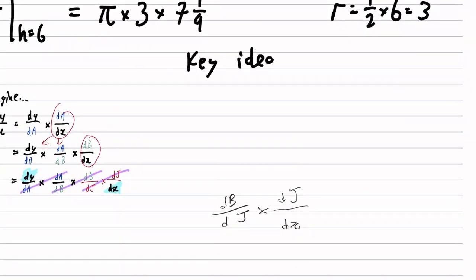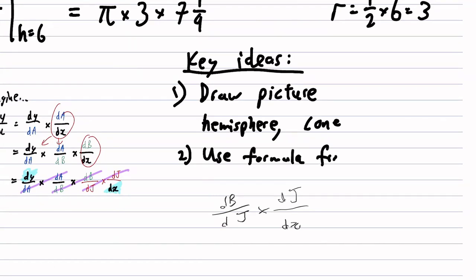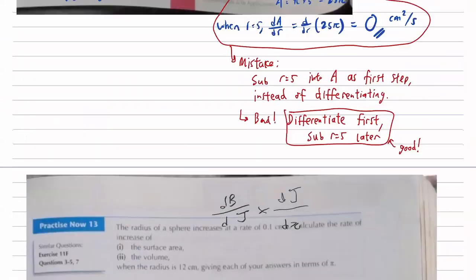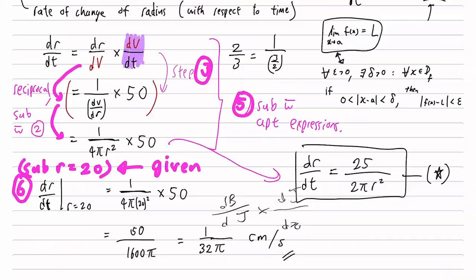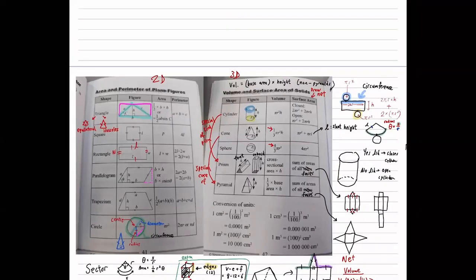Key ideas. Number 1, draw a picture. They tell you hemisphere, they tell you cone, just draw. Hemisphere. Once you have the picture, you know what to do. Use formula from the table. What table? These two tables. Okay, understand? Use the formulas from these two tables.